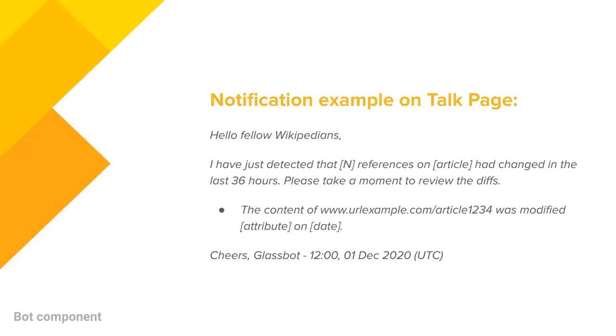Please take a moment to review the diffs. The content of www.urlexample.com/article1234 was modified, attribute on date. When we declare this attribute, it is because we want the bot to use this typology of edits, and it could declare that it was a minor edit declared by the newsroom, or it was a content update, or it was a rectification on the date that the bot is retrieving this information. Cheers, Glassbot, and the date when the publication was made.